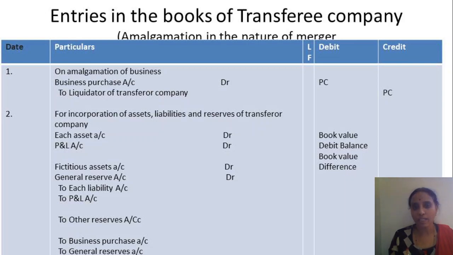So each asset account debtor, P&L account debtor, fictitious account debtor, to each liability account, to P&L account, to other reserves account, to business purchase account and to general reserve account. So we have to make all these entries, that is, I am going to tell you one by one.